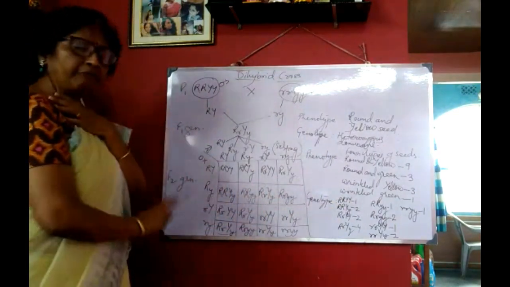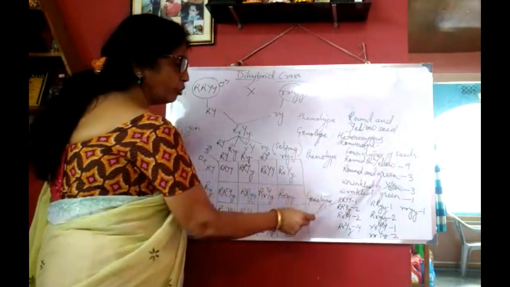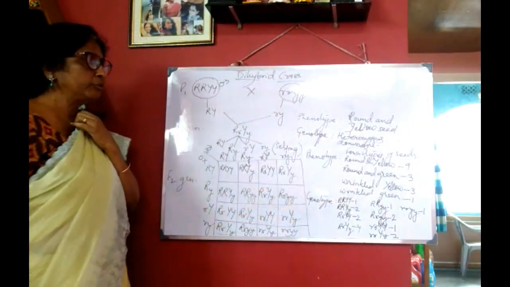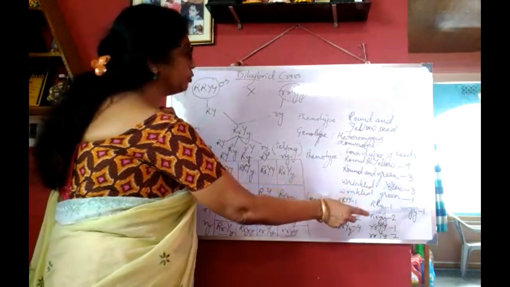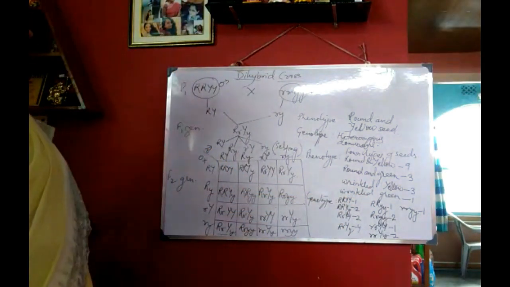What is there in your syllabus? What is the phenotype of the F2 generation? That is the 4 types of phenotypes we are getting in the F2 generation. And what is the phenotypic ratio? That is 9:3:3:1.